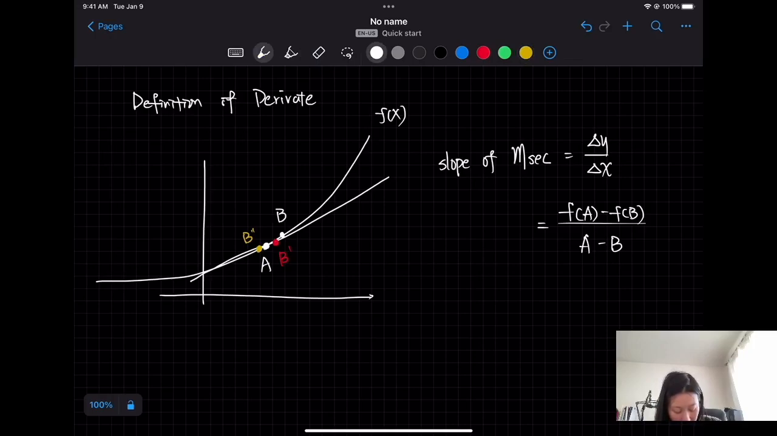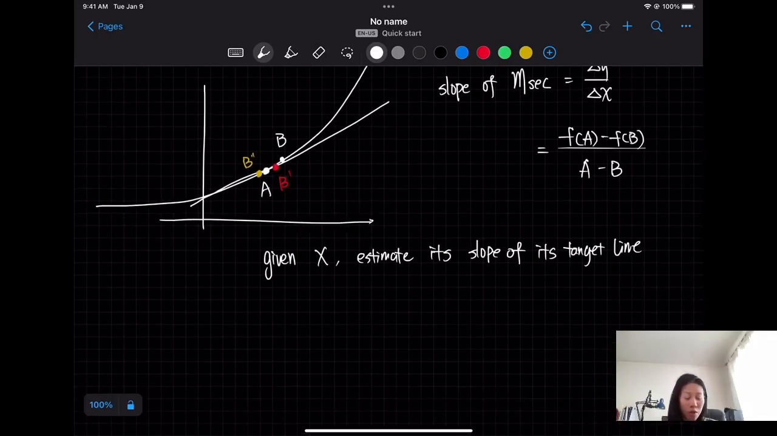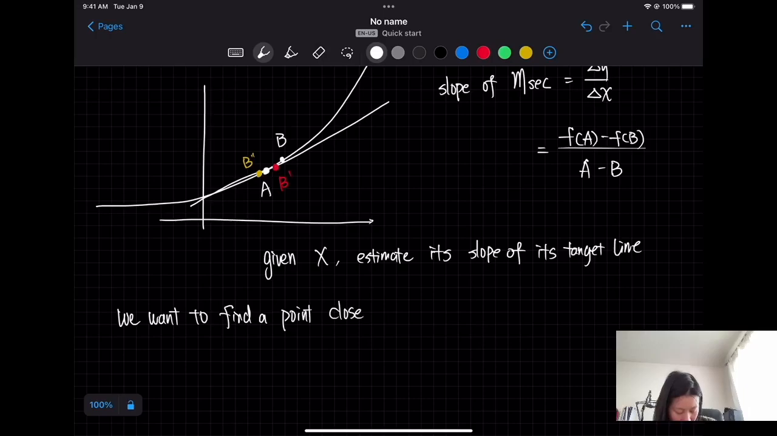Okay, let's talk about the more general case. In general, if you have a given point x and we want to estimate the slope of its tangent line, we want to find another point close enough to x, such as the point x plus h. h can be very, very, very small.